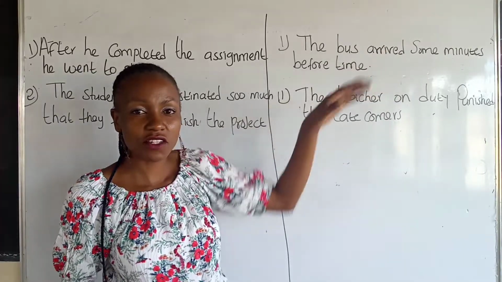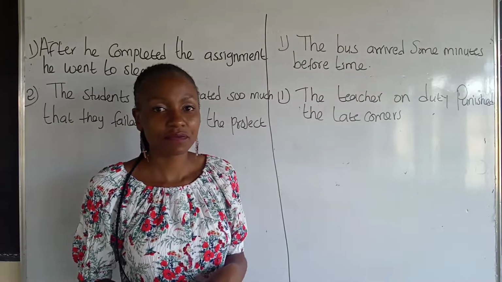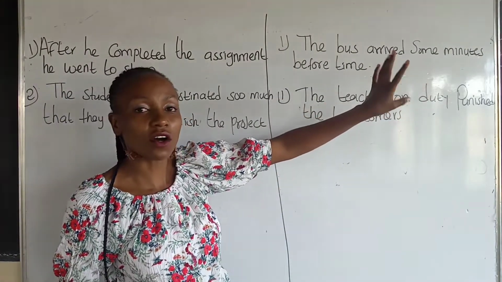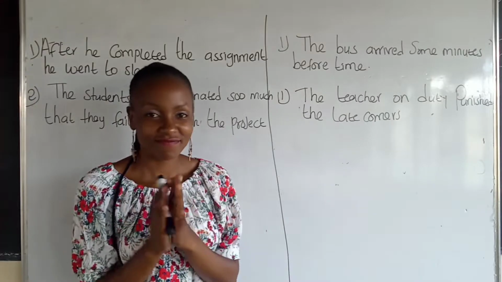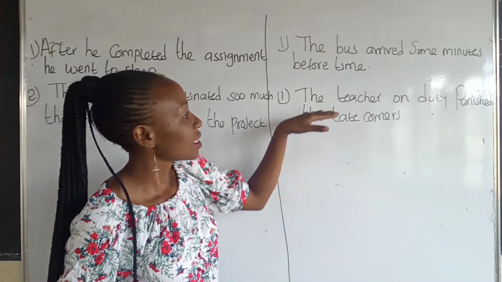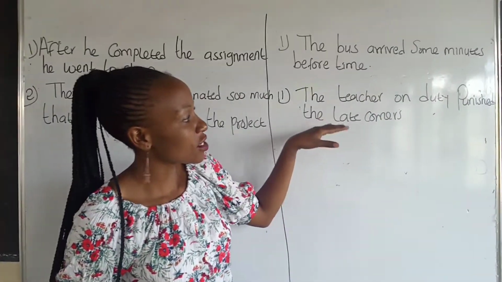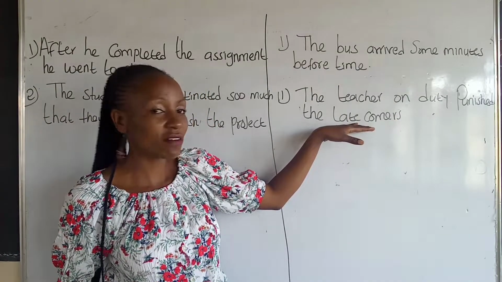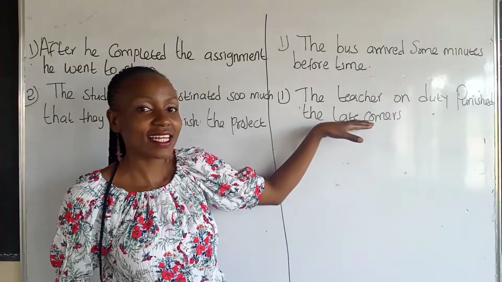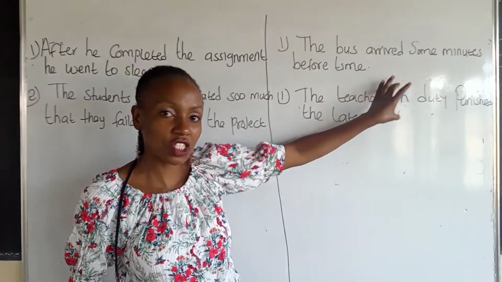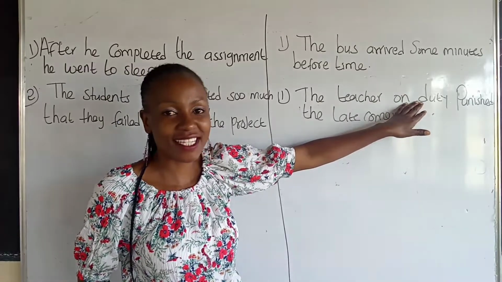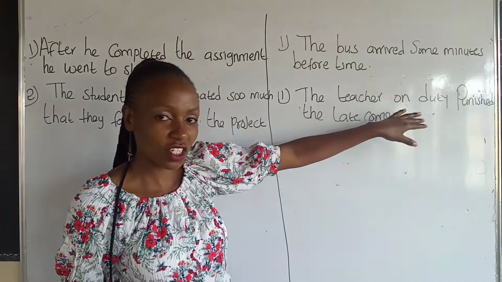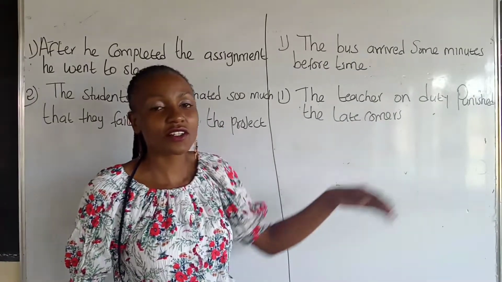So is the verb transitive or intransitive? Yes, it is intransitive because we don't have an object. You're right. I clap for you. Number two, the teacher on duty punished the late comers. Do you have an object? Yes. The late comers received the punishment. So this is a transitive verb. Punished has been used transitively.